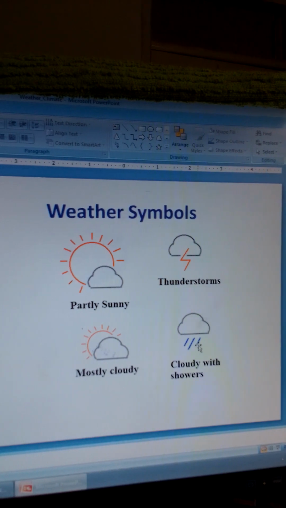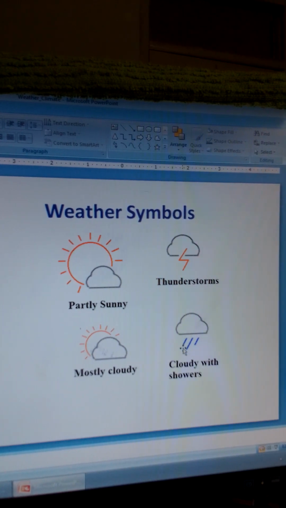And finally, this one shows that it is cloudy with showers. We have the cloud and the symbol for rainfall or precipitation. So it is a symbol for cloudy with showers kind of weather.